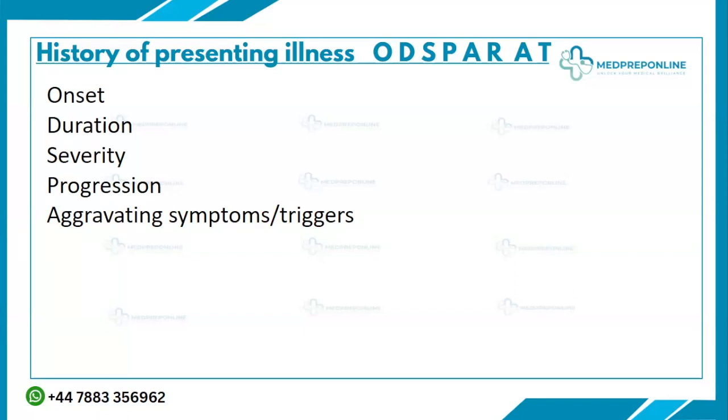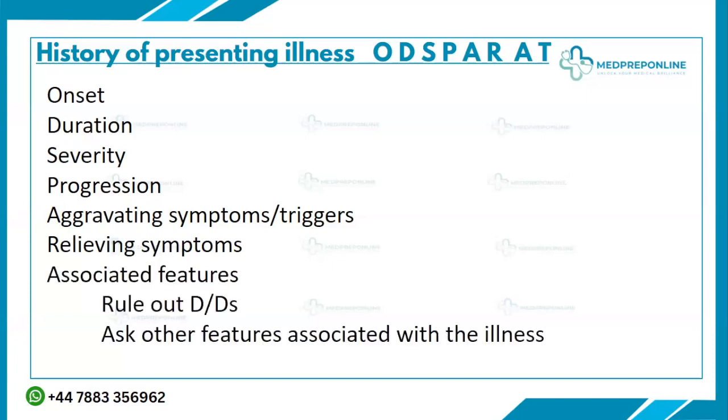Then we have the aggravating factors. If it is a case of asthma or any hyperactive airway, then we ask for the possible triggers. We're not asking closed-ended questions, we're just asking, do you think anything triggers or aggravates this cough? Then we have the relieving factors. What causes the cough to relieve? Does the inhaler help? Does anything else help?